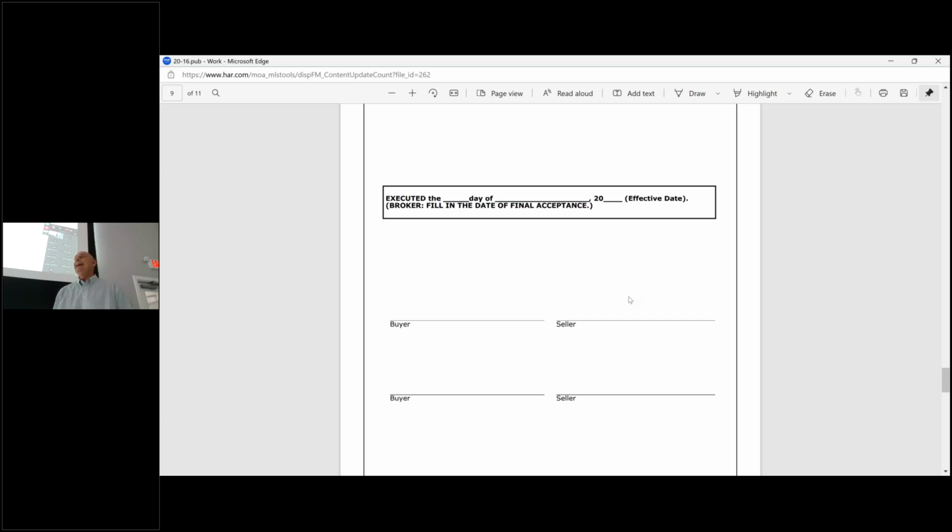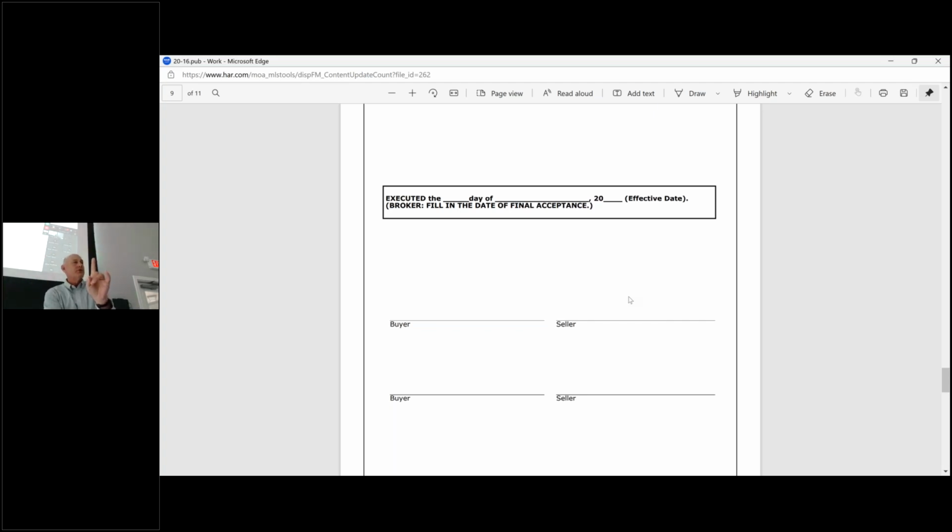The listing agent. And here's why, right? The buyer signs the contract, the buyer's agent sends it to the listing agent. Who signs it now? The sellers. So in the listing, the listing agent's not the last person to sign. They don't sign it at all. But they fill in the execution date.